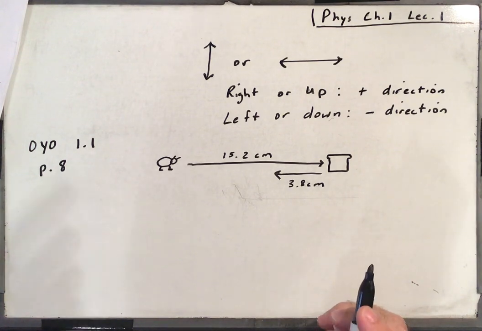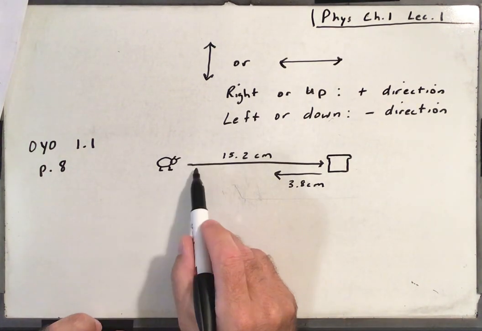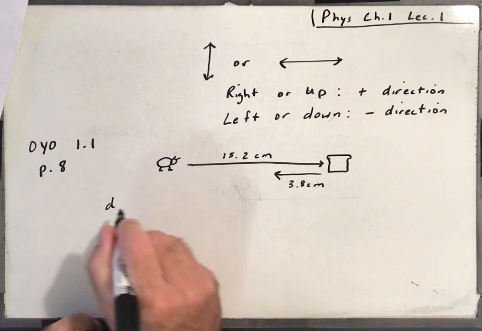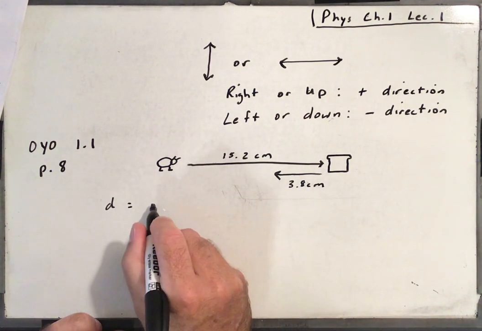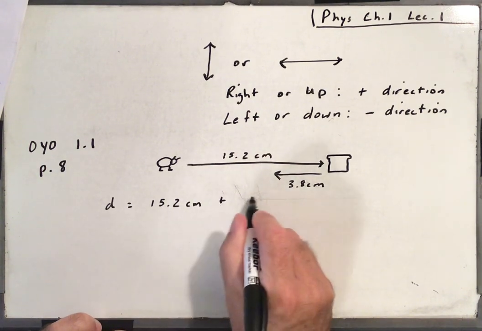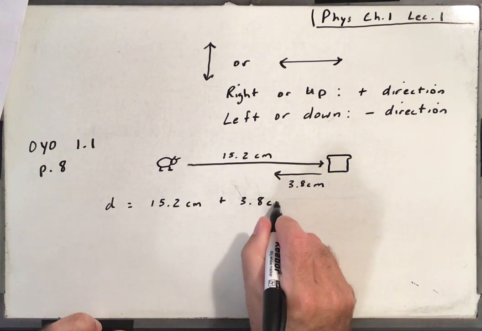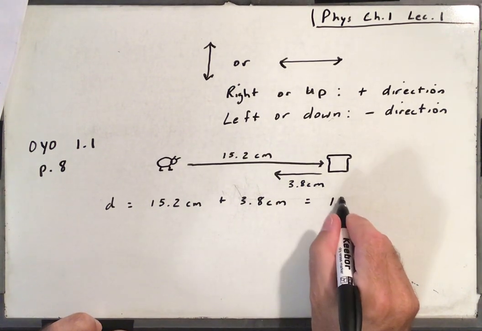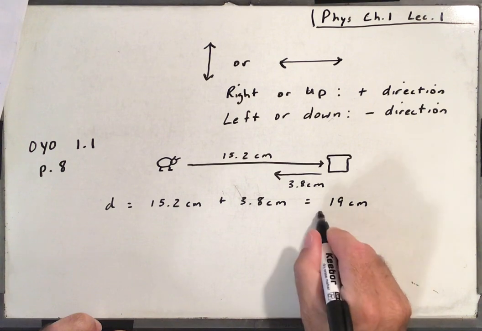All right, so the distance that the ant traveled is the sum of both numbers. So distance, we'll use D. Distance is 15.2 centimeters plus 3.8 centimeters. Right, so the total distance is 19 centimeters.